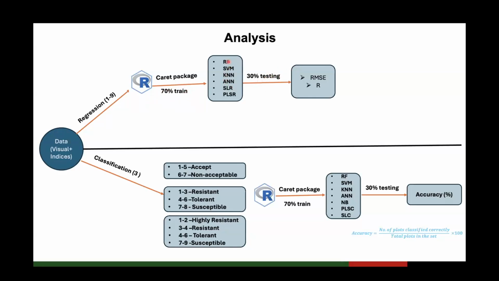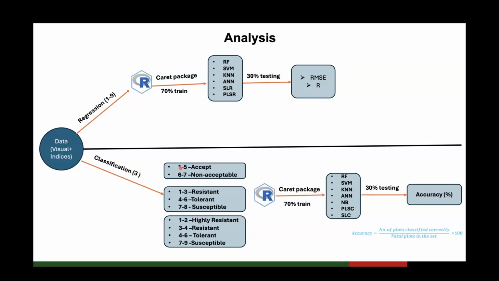So we used the random forest, support vector machine, k-nearest neighbors, the ANN, and we also used the simple linear regression and the partial least squares regression. After these models were developed, we used 30% of the data as a testing data set to test the models, and the accuracy of the models was based on the root mean square error and the R squared of the models. The models with the lowest root mean square error were considered.